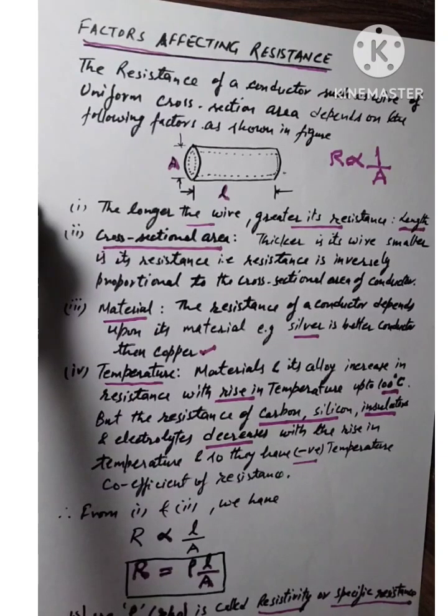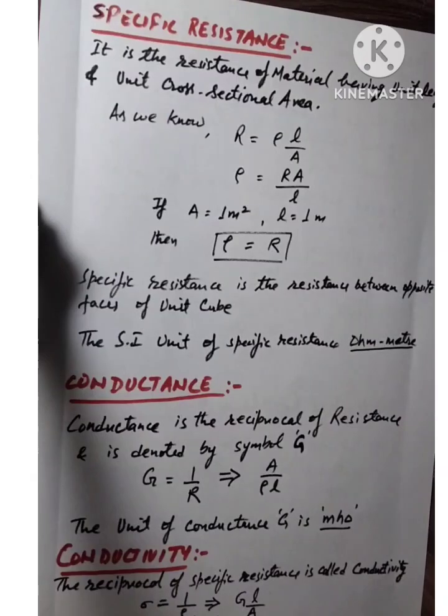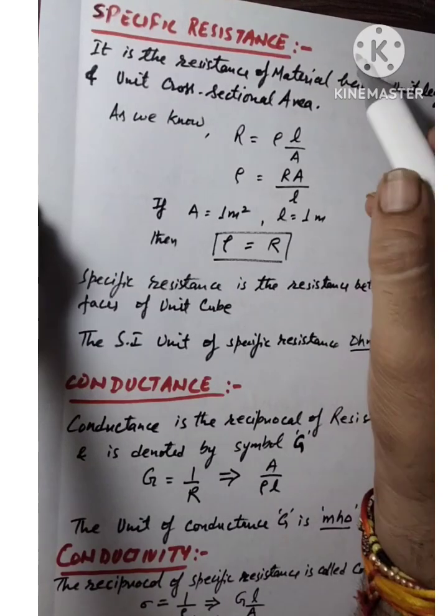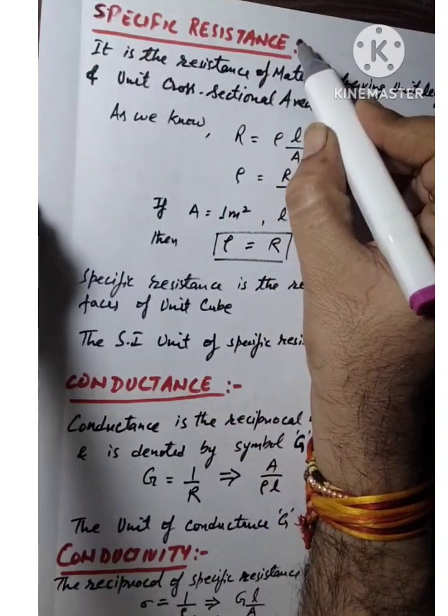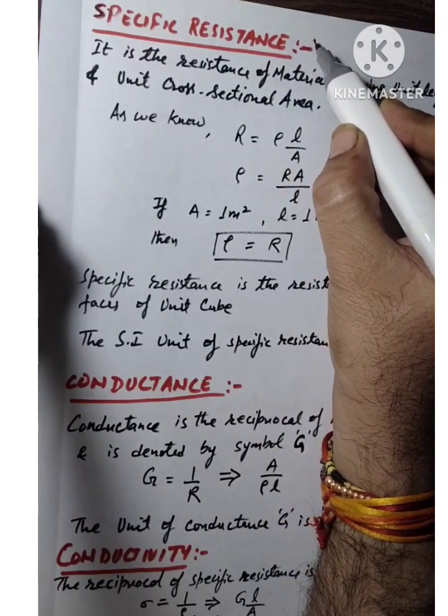Okay, these are the factors which we read. The factors which affect the resistance: the length of the wire, cross-sectional area of the wire, the material, and the temperature also. Next we will read what is rho, or we will call it specific resistance. It is also known as resistivity.